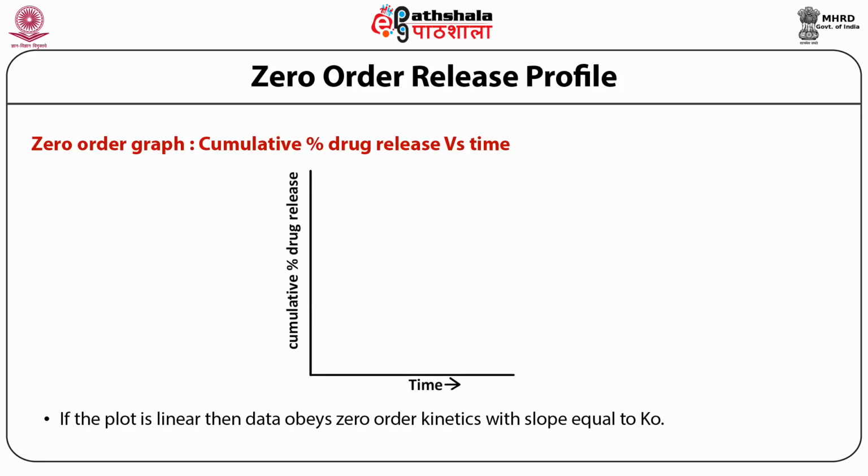We have just explained what zero order is: that it is concentration independent. When the cumulative percentage drug release data is plotted against time and we obtain a plot which is linear, then we can ascertain that it is following zero order kinetics and the slope is equal to K naught. This model primarily represents an ideal release profile in order to achieve prolonged pharmacological action.